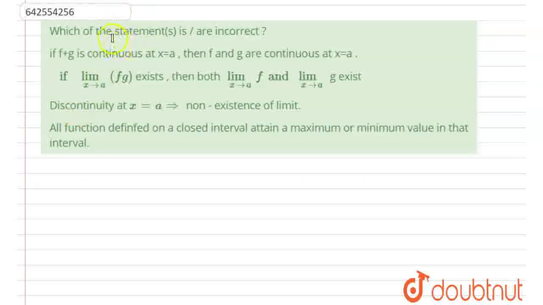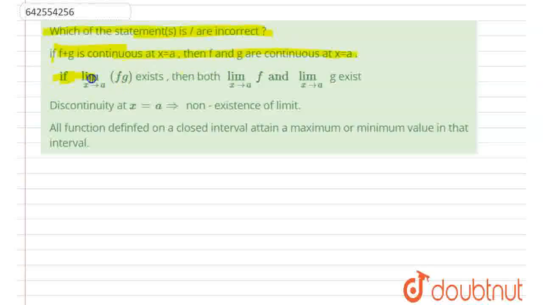Hello everyone, let's start this question. This question says, which of the following statements is or are incorrect? The first statement is, if f plus g is continuous at x equal to a, then f and g are continuous at x equal to a.